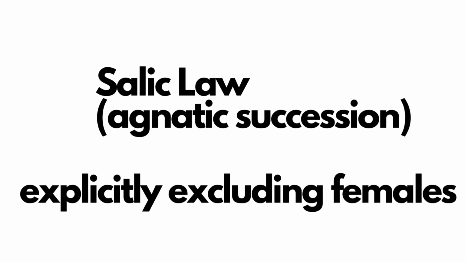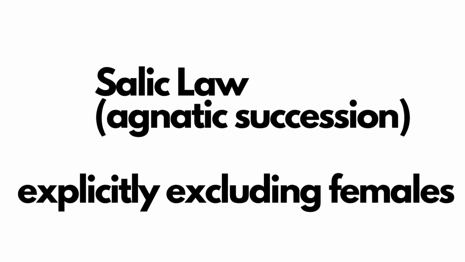There are many more succession laws we could mention. For example, Salic law. This was an ancient Frankish civil law code, also a synonym for agnatic succession, explicitly excluding females. This law restricted the pool of potential heirs to males, completely excluding females of the dynasty and their descendants from the succession.